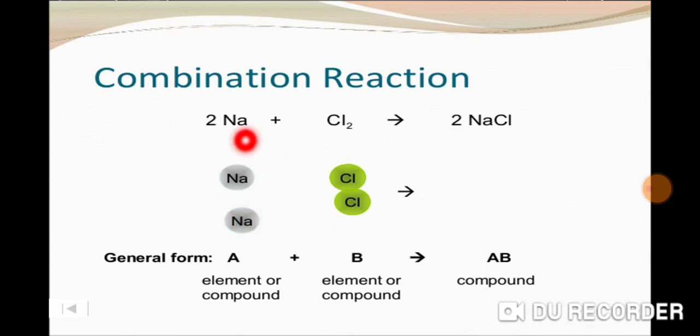Here you can see a visual reaction. 2 sodium atoms and 2 chlorine atoms reacted to form sodium chloride, and this is the general form of a combination reaction. A plus B is equal to AB. Two elements combine to form a compound.